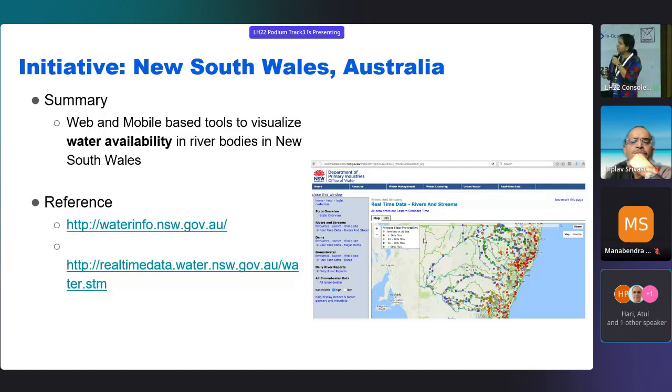Another example is from New South Wales in Australia, where they have a similar web based tool. But instead of water quality, it gives us an idea of the quantity of water flowing through each of the tributaries in a particular river. And of course, you can understand that there might be flood warnings associated with that, so you can keep a tab on the water level in the river at any given time.